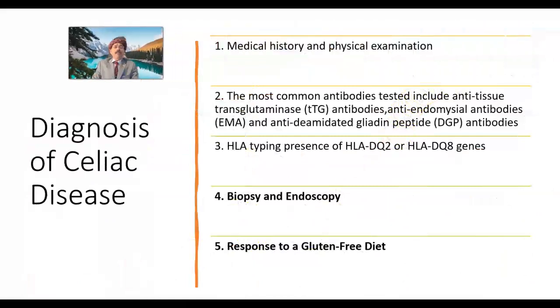Diagnosis of celiac disease: medical history is very important. On physical examination, we look for anemia and weight loss. The most common antibodies tested include anti-tissue transglutaminase antibodies, anti-endomysial antibodies, and anti-deamidated gliadin peptide or DGP antibodies. HLA typing, the presence of HLA-DQ2 or HLA-DQ8 genes, biopsy and endoscopy. We pick up tissue from the intestine and study it under the microscope.